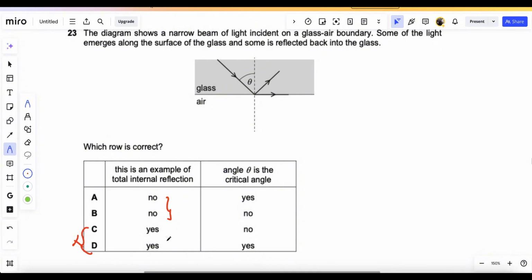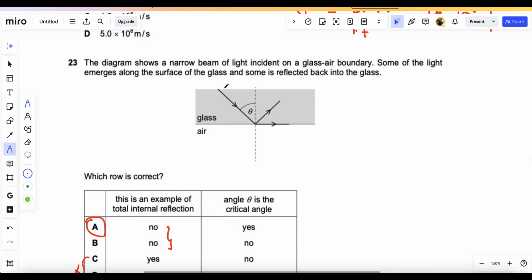So it's no. We consider the angle theta is the critical angle. Yes, I already mentioned that. This is a critical angle. Anyone that says yes, that's the answer. So A is the answer. This angle theta is a critical angle. Why is it a critical angle?